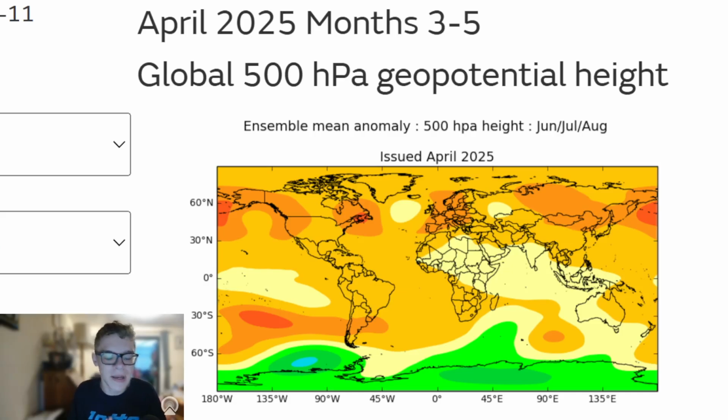Today we are going to be doing our second summer forecast slash update. And firstly, we're going to have a look at the UK Met Office model for the period over the summer, so June, July and August.